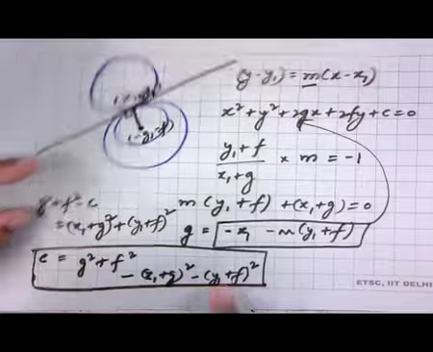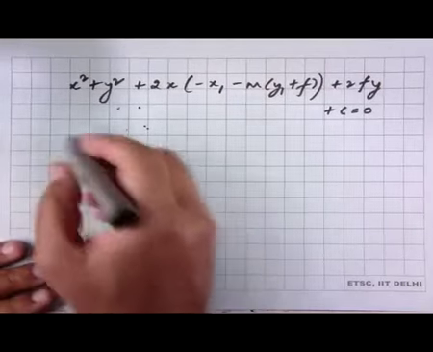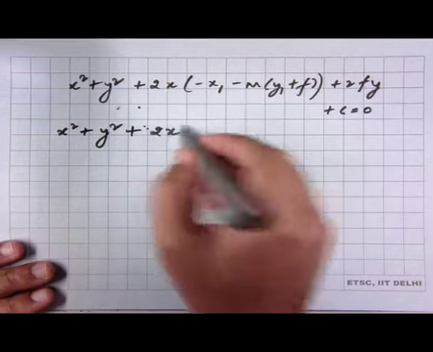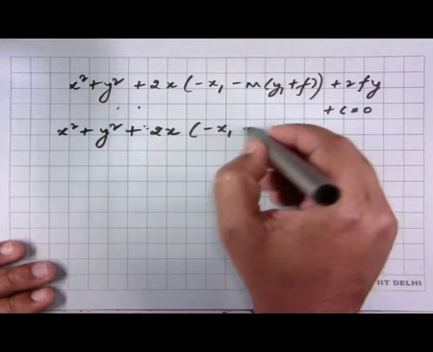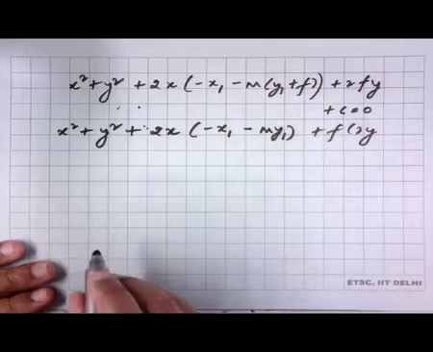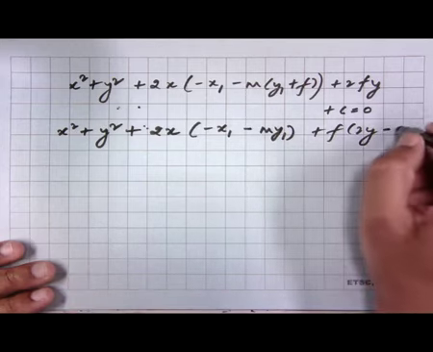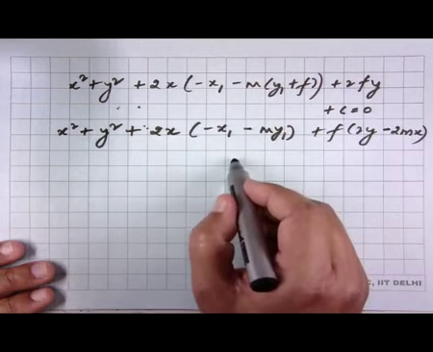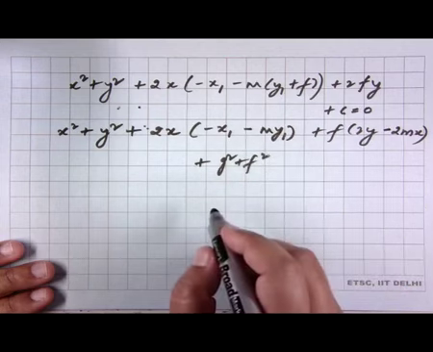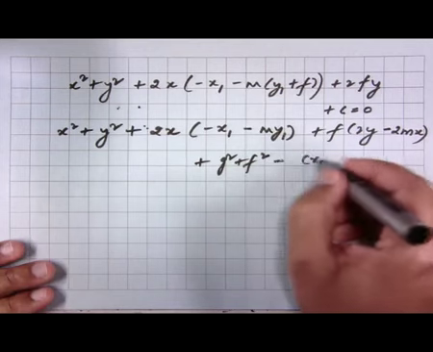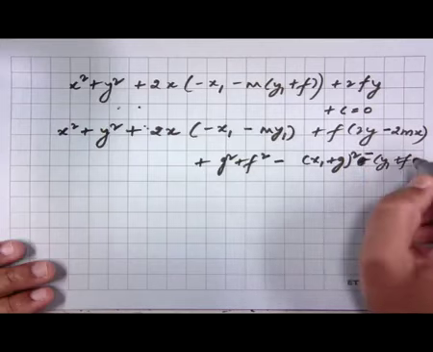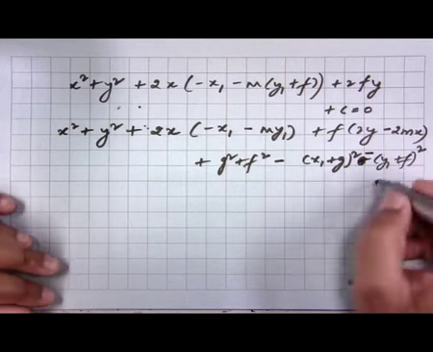So, we will use this right hand side over here, then what we get is x square plus y square plus 2x into minus x1 minus m y1 plus f into 2y minus 2mx plus c equal to 0, but instead of c we are going to use the expression which we derived just now, which is g square plus f square minus this, equals 0.